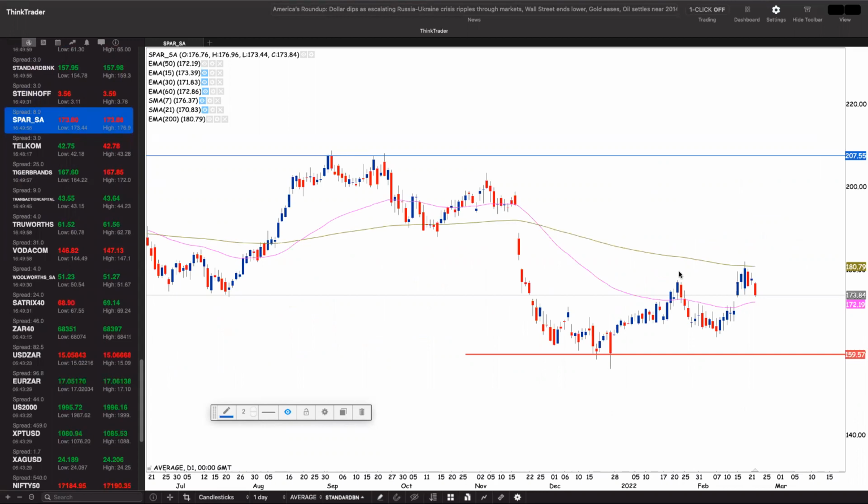Spar, you see, is moving in the same direction as Pick and Pay, while ShopRite is running. So the conviction on the ShopRite trade grows, because you can kind of see the shift in market share.